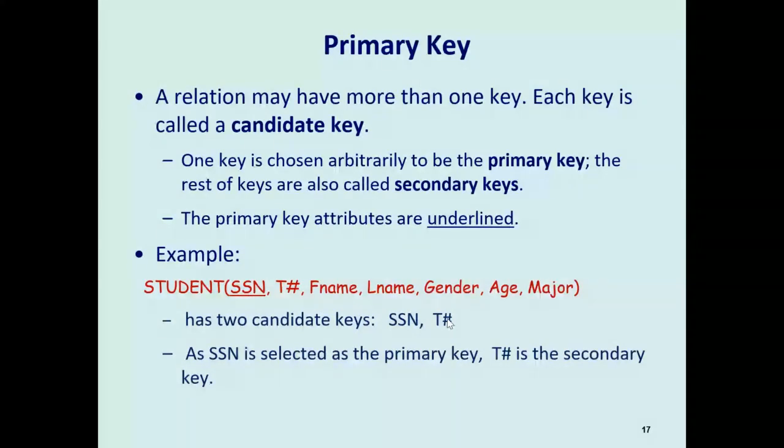Once you have more than one key, you have the freedom to pick whatever key you want as the primary key. There's no rule of thumb about which key is better than the other. But people tend to pick the key with the minimum number of attributes as the primary key. Okay, questions?